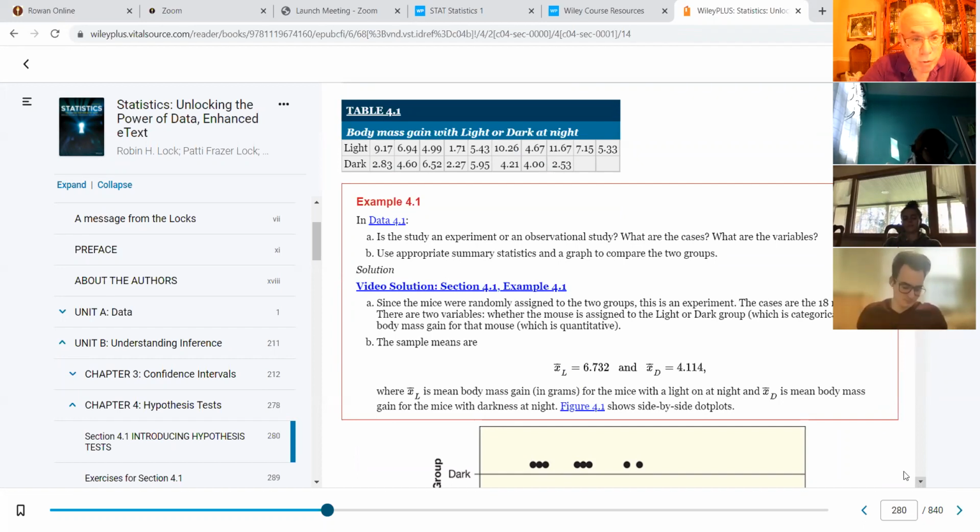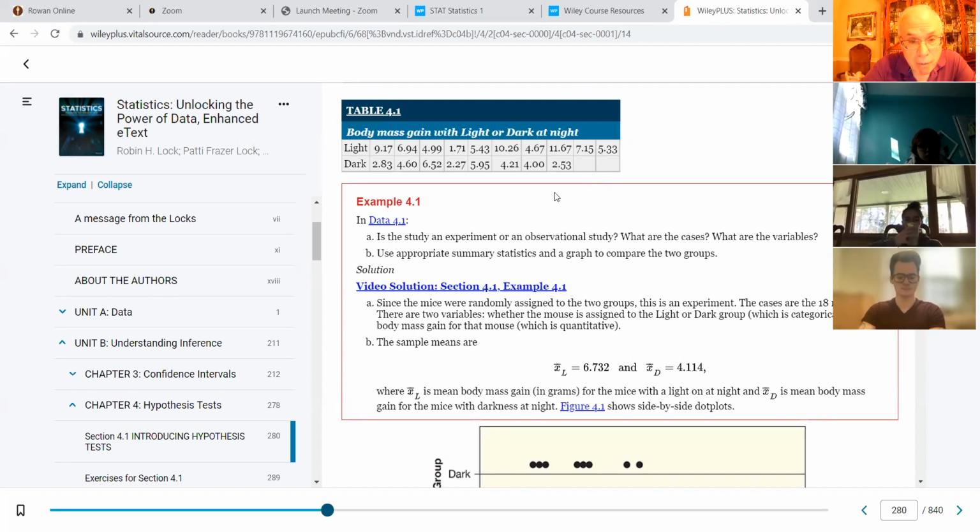So for the light group, how many numbers are here? There's 3, 6, 9, there's 10 numbers for the light group. Those are for 10 different mice that were in that group. You just average those 10 numbers and you get 6.732 as the average body mass gain. You do the same thing for the 8 mice that were in the dark group. I don't know why there were 10 in the light group and 8 in the dark group. Maybe some mice died, I don't know.